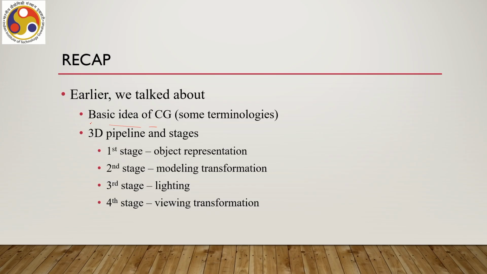Earlier we talked about the basic idea of the computer graphics field, what it is. We learned about a few terminologies. We also introduced the 3D graphics pipeline and the stages in the pipeline. Among those, there are 5 stages, as we have seen, and we have covered 4 stages so far. First stage object representation, second modeling transformation, third lighting, and fourth viewing transformation.